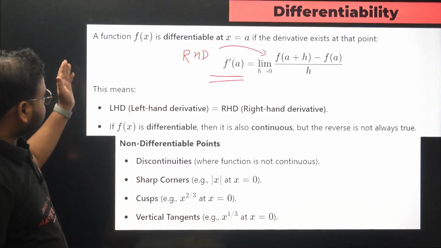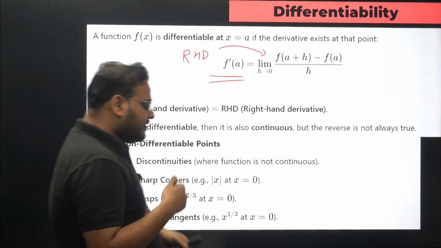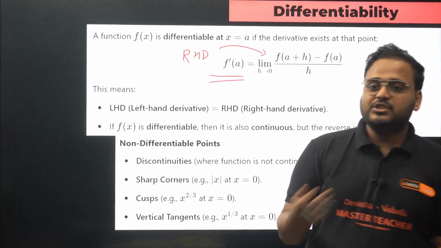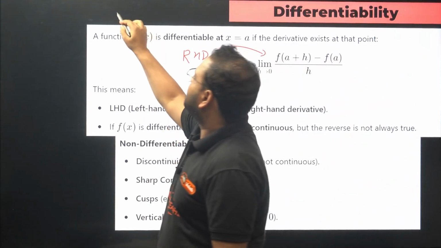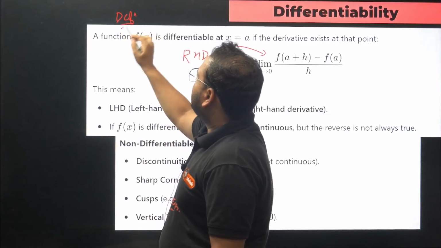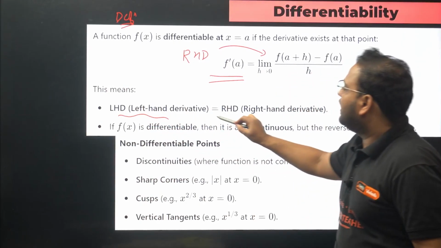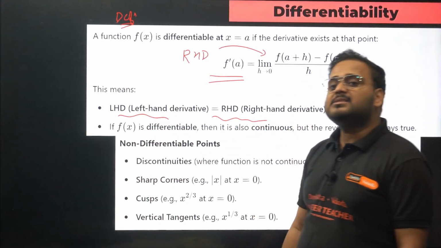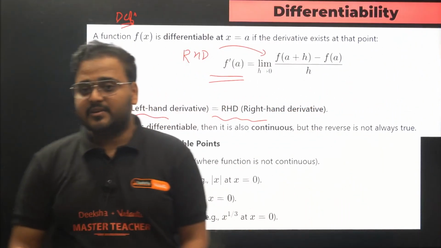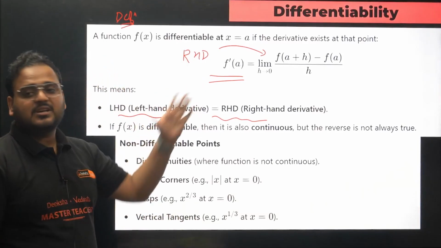So please check, when can you say that the given function is differentiable? Again, this is the definition of differentiability. Whenever you have LHD and RHD equal. LHD means left hand derivative, RHD means right hand derivative. So whenever they are equal, you can say that the given function is differentiable.